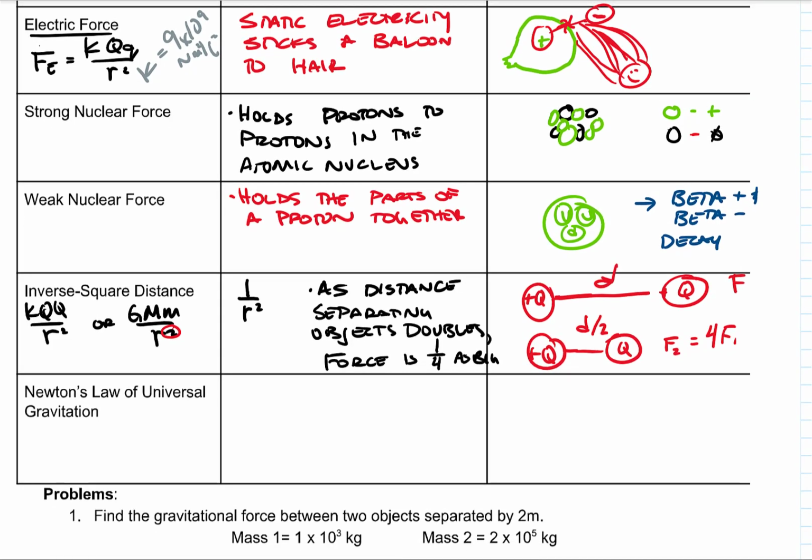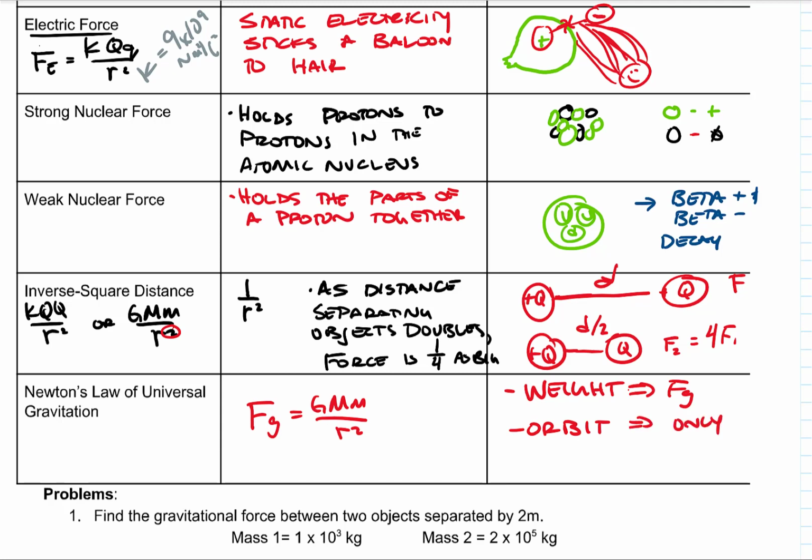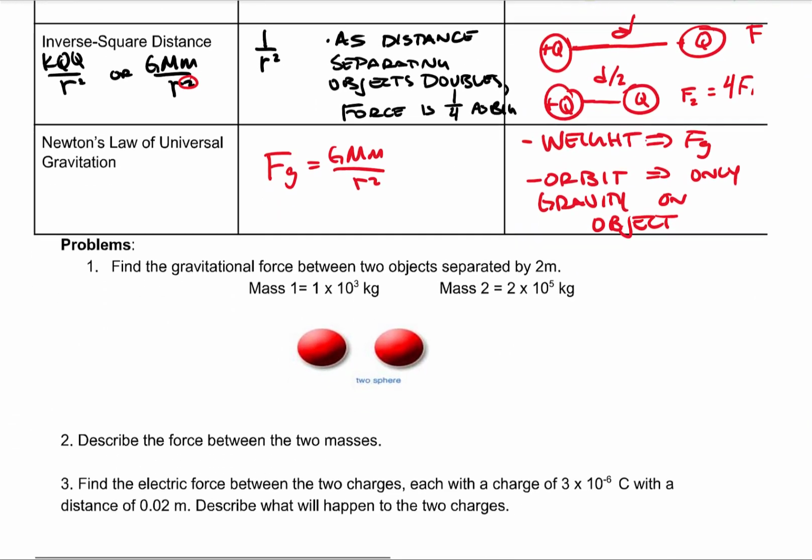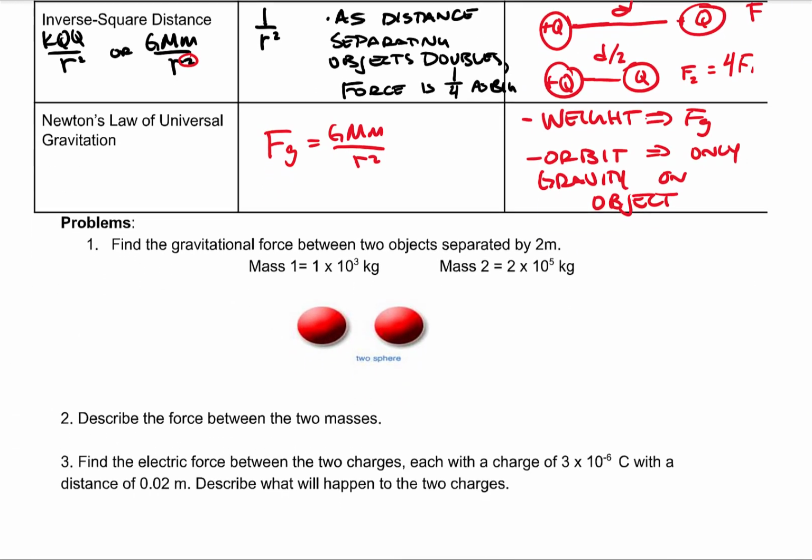And then Newton's universal law of gravitation, that's Fg is GMm over r squared. This gives us weight. That's Fg, it gives us orbit. All that fun stuff.